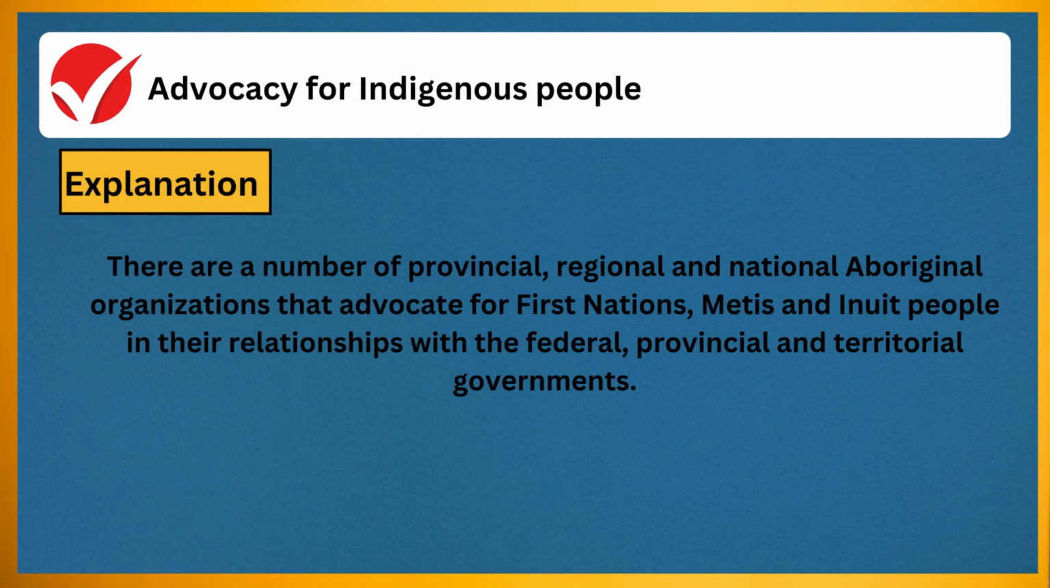The correct answer is advocacy for Indigenous people. Explanation: there are a number of provincial, regional, and national Aboriginal organizations that advocate for First Nations, Métis, and Inuit people in their relationships with the federal, provincial, and territorial governments.